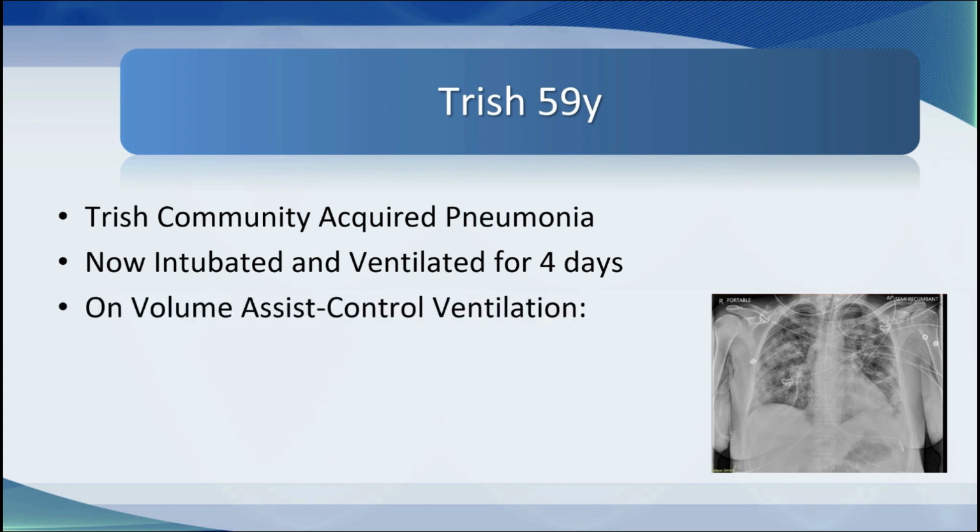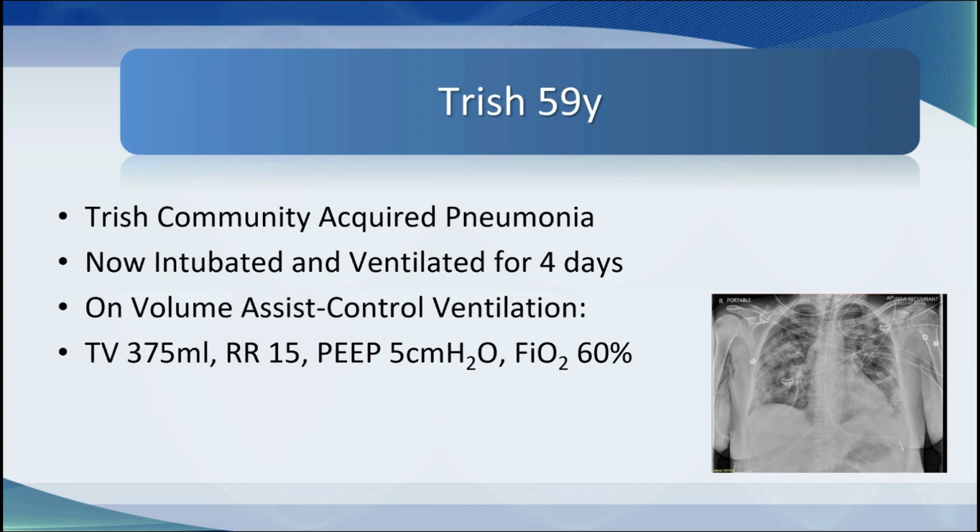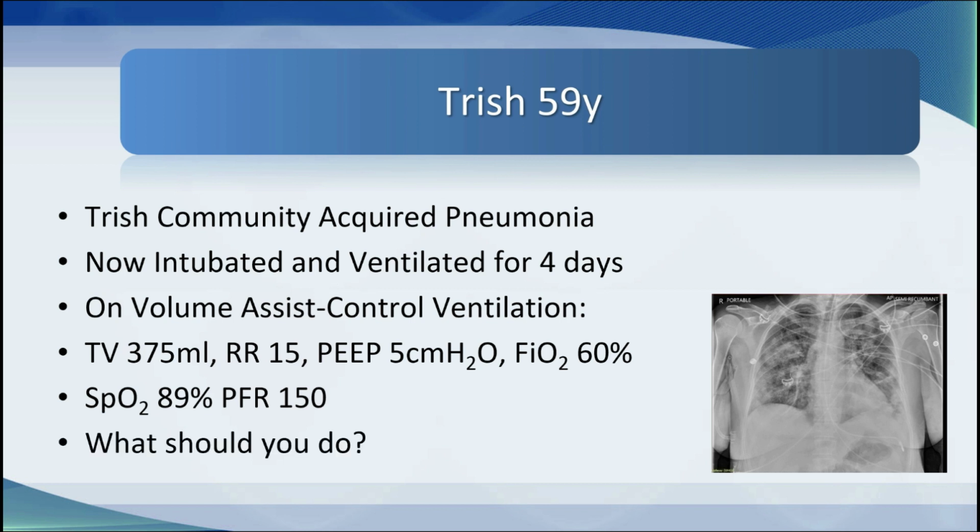She's on volume-assist control ventilation with a tidal volume of 375 mils, a respiratory rate of 15, a PEEP of 5 centimeters of water on 60% oxygen. This translates to a saturation of 89% and a PF ratio, a PaO2 divided by FiO2 ratio, of 150. Well, what should you do to get Trish's oxygenation back to something that you would consider safe?